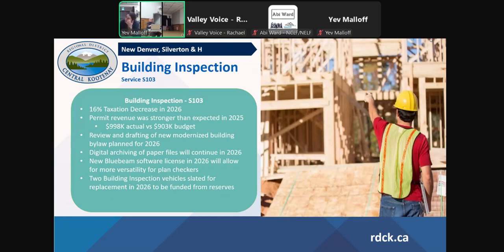Building inspection. New Denver, Silverton, and H all receive building inspection services from the RDCK. Service S103 is seeing a 16% taxation decrease last year. Building permit revenue came in at just under $1 million versus a budget just over 900. Review and drafting of modernizing the building bylaws is planned this year, an archiving project, as well as some new software for plan checkers and replacing 2 end-of-life vehicles.